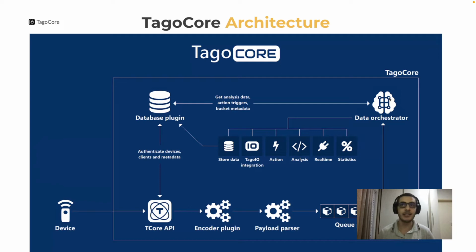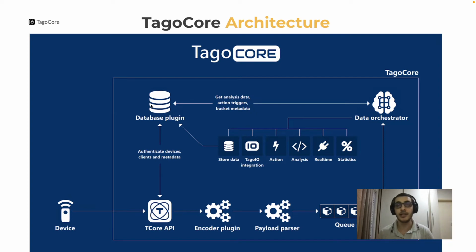And then once it hits the data orchestrator, we spread the data and we send it to our TagoCore integration, as Fabio has mentioned. And then we also send it to actions, analysis, and real-time statistics in our homepage. And of course, we also store the data right here in our database plugin. And of course, the data orchestrator also needs some additional information from the database.